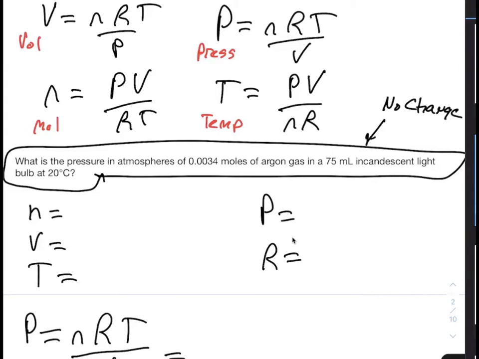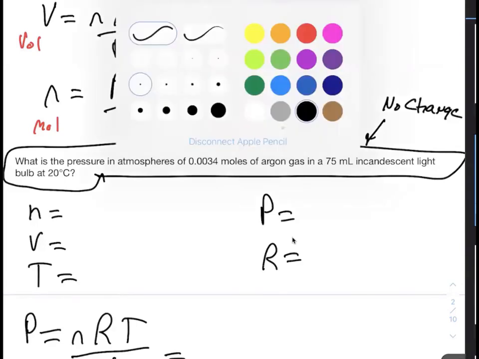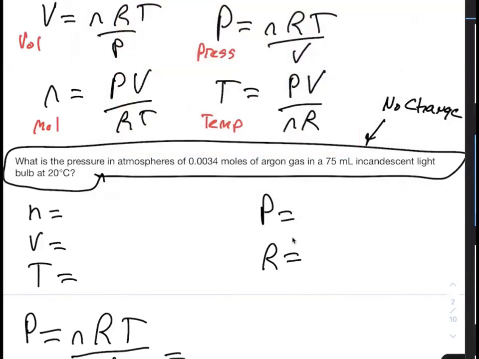If I'm using PV equals nRT, I'm going to try and find all the variables I want. So what are the moles? How many moles do we have? From the problem, moles is 0.0034. The volume is 75 milliliters. Temperature is 20 degrees Celsius. And what's pressure? Oh, they said, what is the pressure? That's my unknown. And then R is something you'd be given on the test.